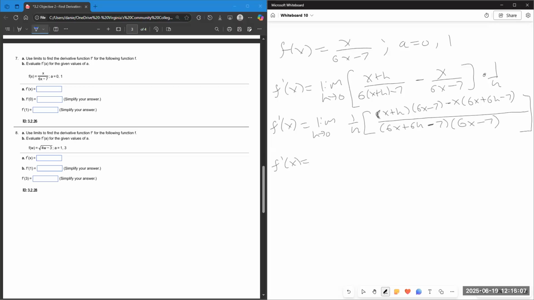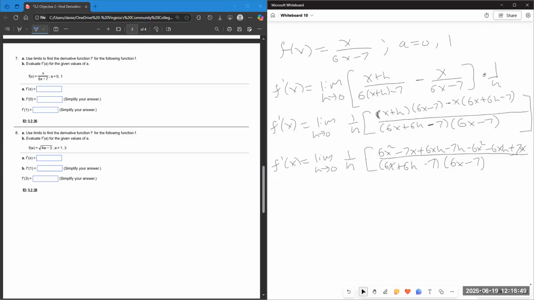times 6x minus 7. Close that up. f prime of x is the limit as h goes to 0, 1 over h times 6x plus 6h minus 7, 6x minus 7, 6x squared minus 7x plus 6xh minus 7h minus 6x squared minus 6xh plus 7x.